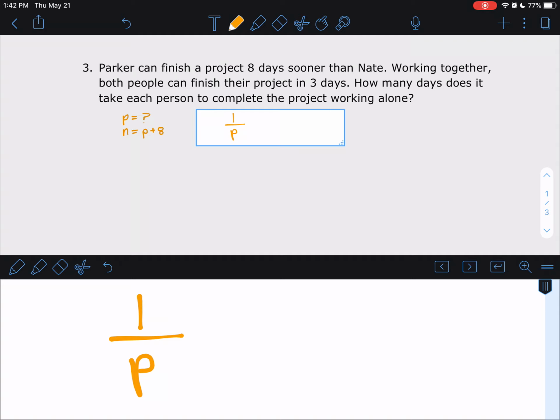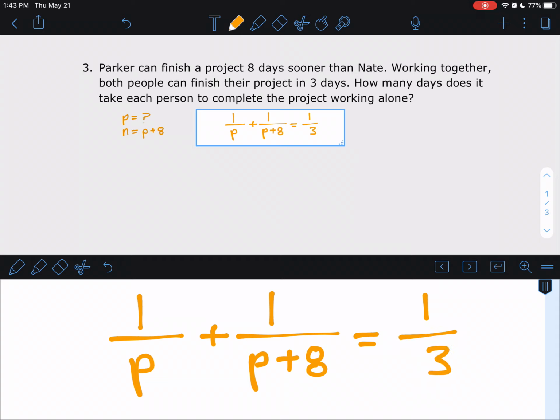So 1 over P plus, and then we said Nate was P plus 8. So 1 over P plus 8, because it takes Nate 8 days longer. So this 1 over P is Parker, this 1 over P plus 8 is Nate. And then together, it's going to take them 3 days. So they can finish one project in 3 days. So this is the equation that I'm going to have to solve.